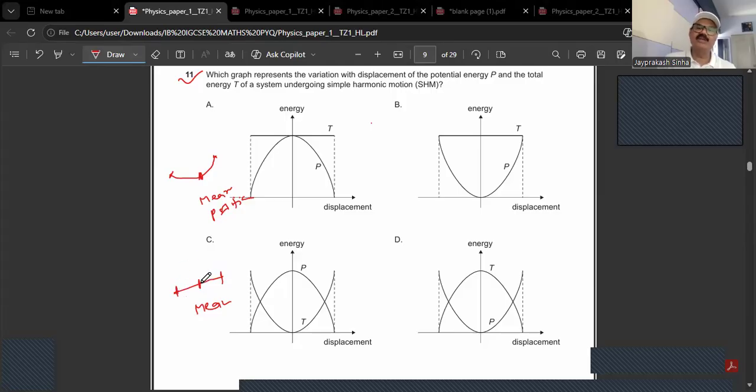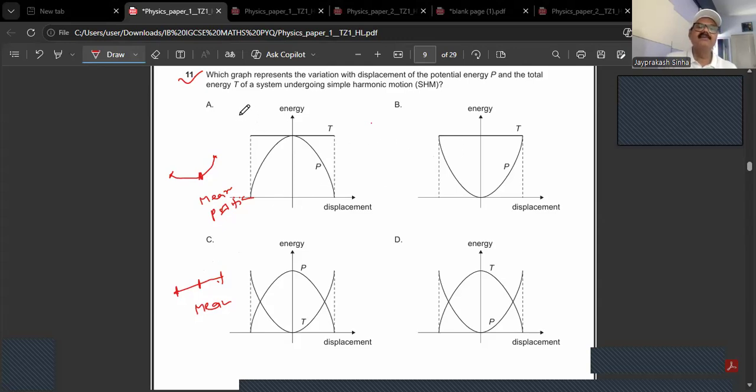So at mean position, what is the displacement? Displacement is 0. Displacement at mean position is 0. And the displacement is maximum at the extremes. So potential energy will be maximum at the extremes and it will be 0 in the middle. And kinetic energy will be maximum in the middle and kinetic energy will be 0 at the extremes. But the total energy will be conserved. That will be constant.